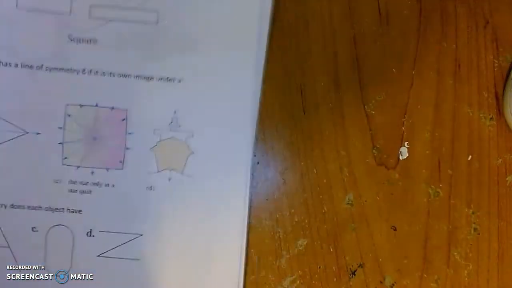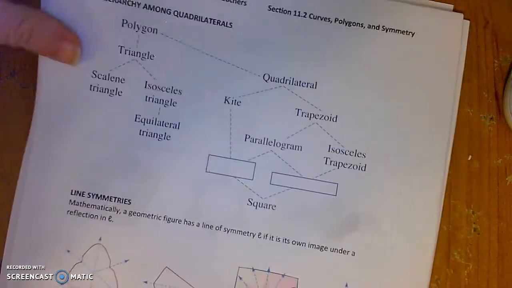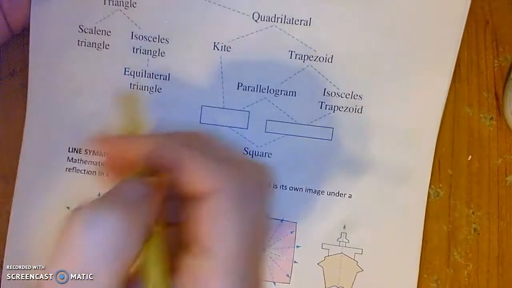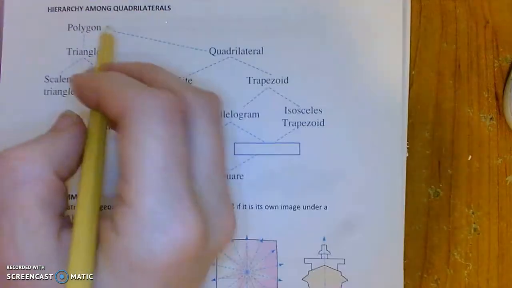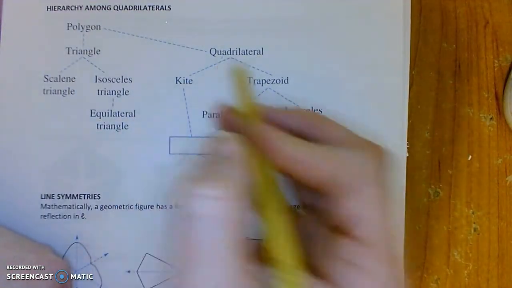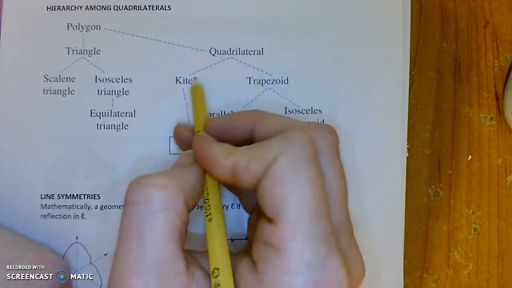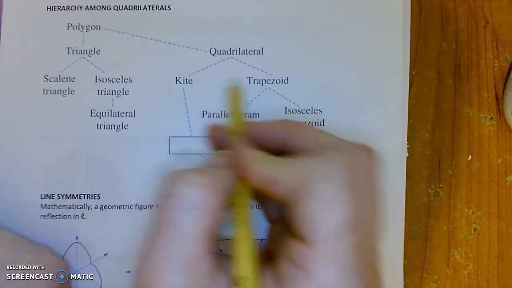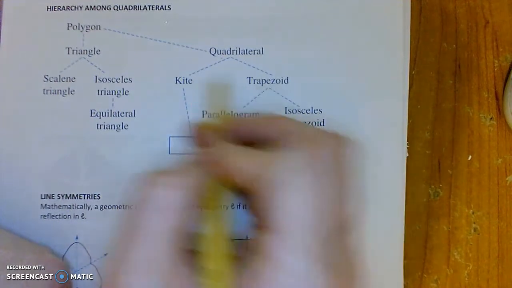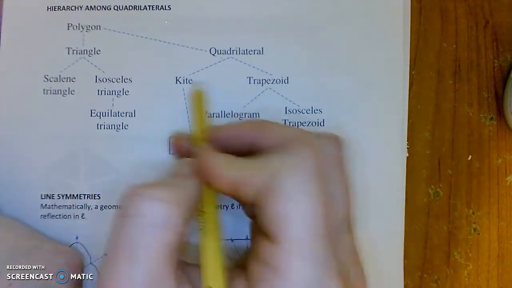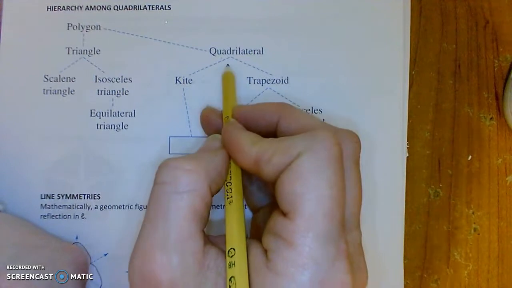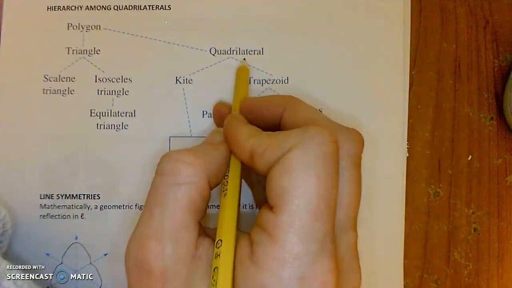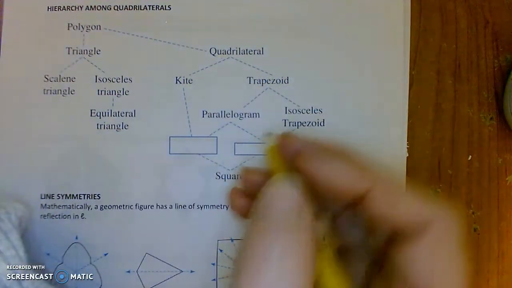Okay, now we'll see that play out in this hierarchy of quadrilaterals, and triangles as well. In the world of quadrilaterals, okay, we've got trapezoids, we've got kites. These are not necessarily the same. There's no hierarchy between these. They're not subsets of each other. Kites are a subset of quadrilaterals. Trapezoids are a subset of quadrilaterals.